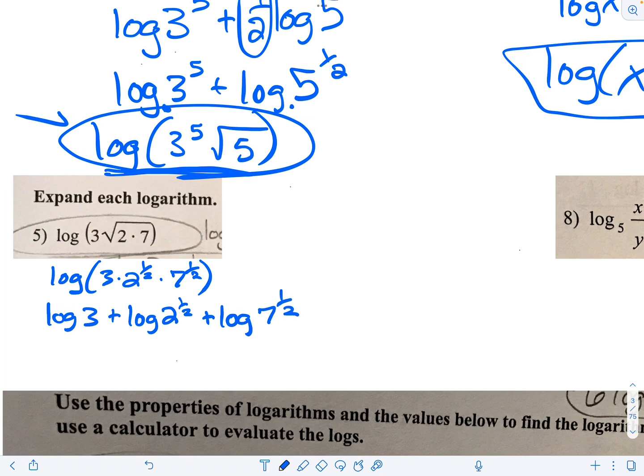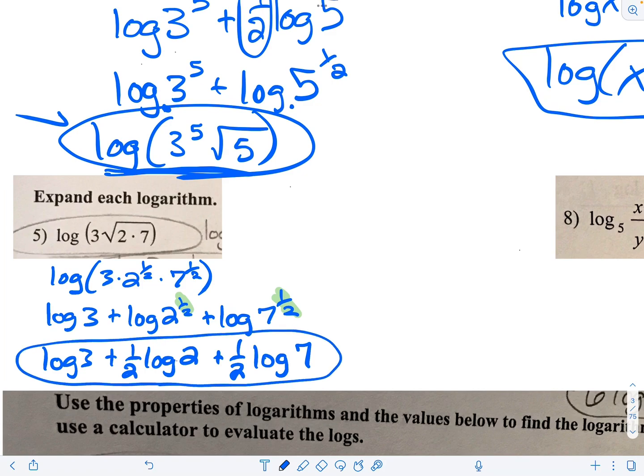I've got one more property to kind of use. These square roots, or the exponents, can be brought out to the front in the power property. So log 3 stays as it is, but this time I can write 1/2 log 2 plus 1/2 log 7. I have expanded each logarithm.